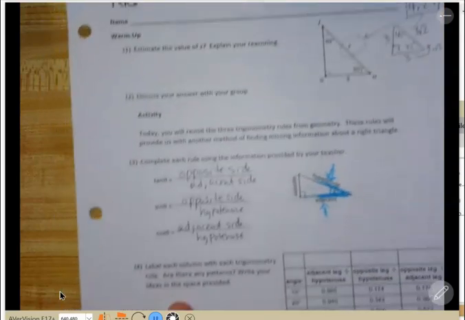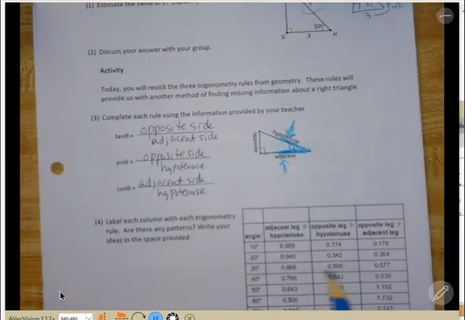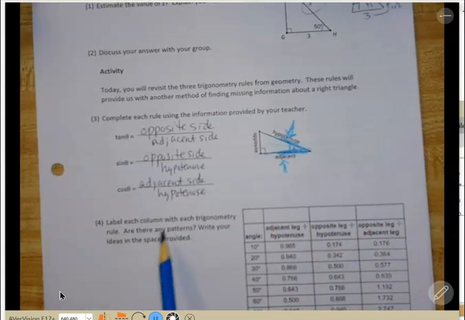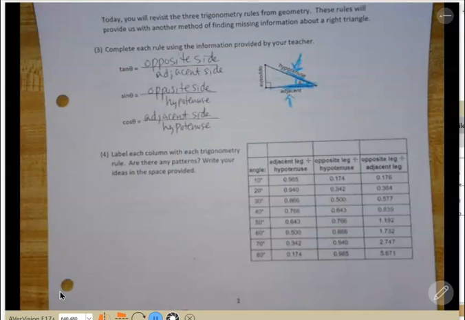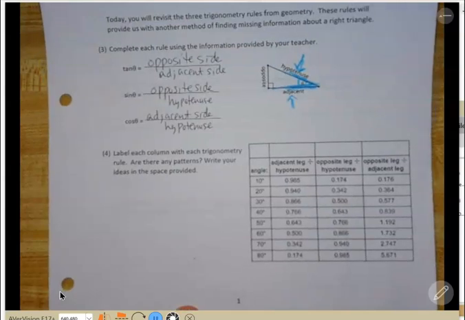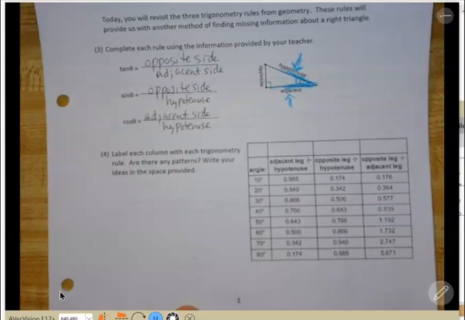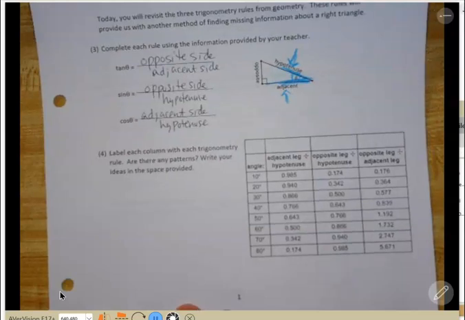Now, based on the rules here, if you go ahead and label the three as sine, cosine, tangent, it's asking you to, after you label them, see patterns between the different columns. So go ahead and label the top, and then start looking for some patterns, and then have a conversation with your partner about what patterns you have seen, and then turn the video back on when you're ready to continue.